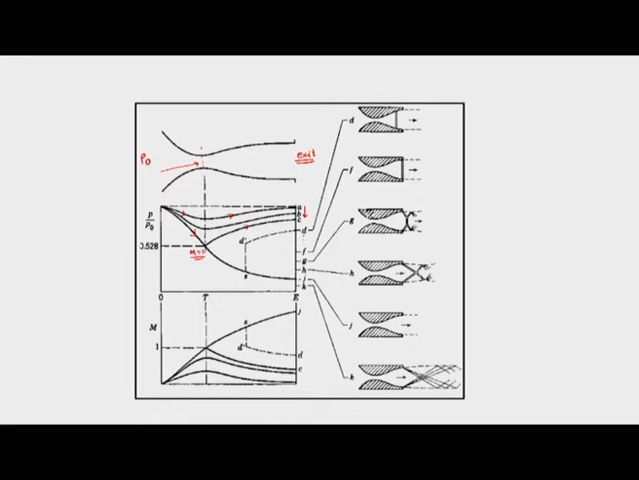If we further decrease the exit pressure, then the flow in the convergent section will not change. The expansion pattern in the convergent section will not change, and this is called the choking condition.